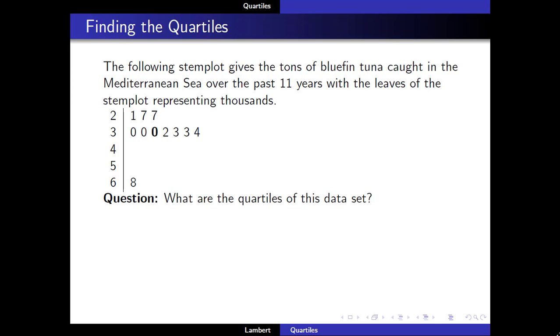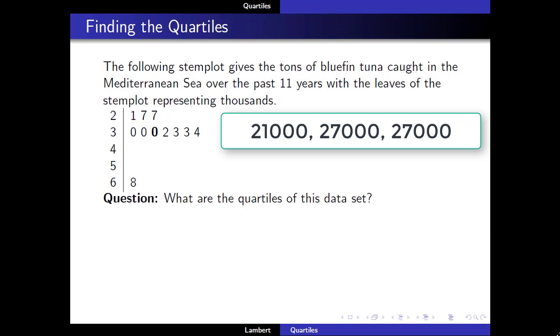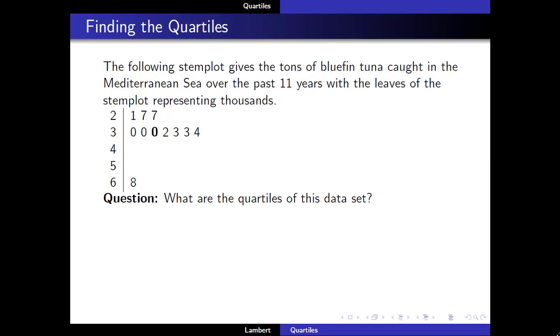We're going to look at bluefin tuna. Here are the tons of bluefin tuna caught in the Mediterranean Sea over the past 11 years, with the leaves of the stem plot representing thousands. Keeping that in mind, we have the first one. This might be a little different than before. It's 21,000 because our stem is 21, but each leaf represents thousands, so it's 21 times 1,000, 21,000. Our second entry is 27,000. Third entry is 27,000. So what are the quartiles of this data set?